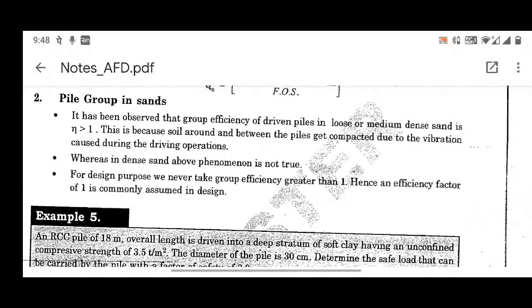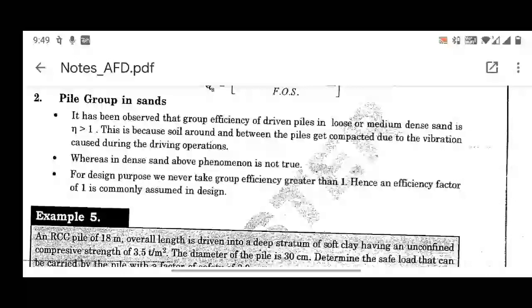Okay, so another case is a pile group in sands. It has been observed that the group efficiency of a driven pile in loose or medium dense sand is greater than 1. For driven piles in loose to medium dense sand, we have already observed that the group efficiency is greater than 1. This is because the soil around and between the piles gets compacted due to vibration caused during the driving operation.